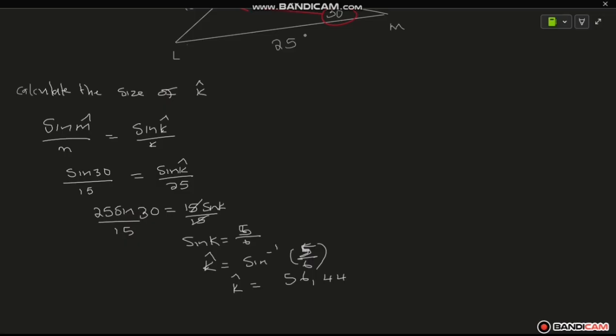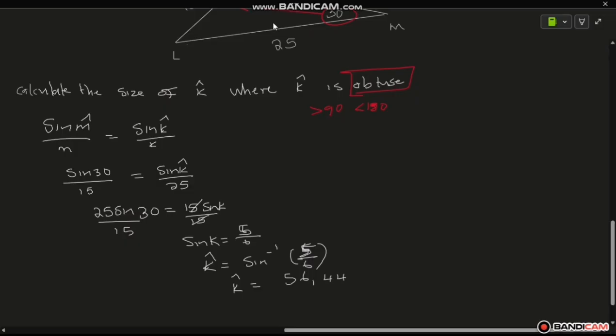Now let's say they say calculate the size of K, where K or angle K is obtuse. So an obtuse angle is actually an angle that is greater than 90 but less than 180. An angle that is less than 180 but greater than 90.